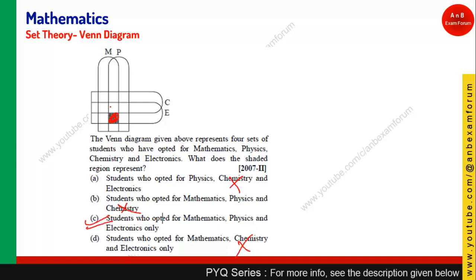Okay, so you need to find which area it is not covering. It is not covering chemistry, so the options which have chemistry in them, you simply ignore, and the remaining option will be the right answer, and option C is the right answer.